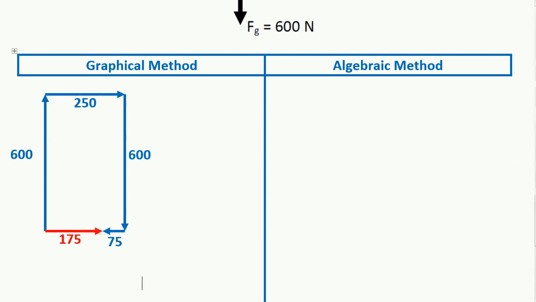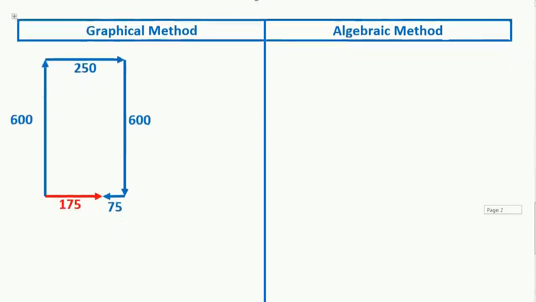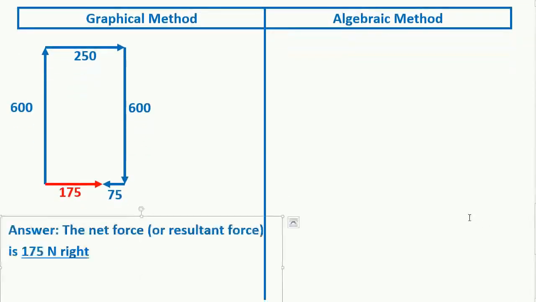So by just kind of looking at the vectors graphically like that, we can see that the resultant, or the net force, is 175 newtons. So I would probably write that down as my final answer, something like this. The net force, or resultant force, is 175 newtons, right.